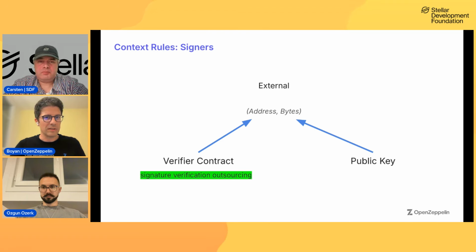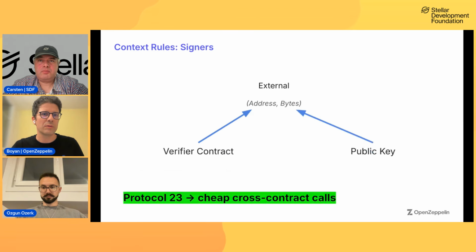This verifier contract is a special one. It is deployed only once per curve type or scheme, and should be immutable. It shouldn't keep any state. And in such a way, a single verifier contract can validate signatures for any number of keys. And this was made possible thanks to protocol 23, which made the cross-contract calls really cheap.